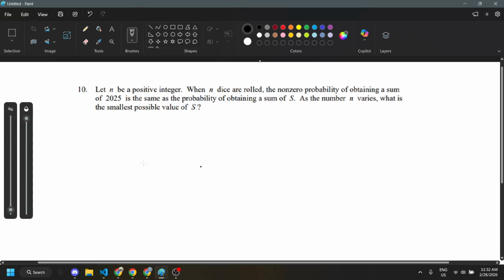It's kind of a math competition, so my mind is already ramped up. When n dice are rolled, the non-zero probability of obtaining a sum of 2025 is the same as the probability of obtaining a sum of s. As the number n varies, what is the smallest possible value of s?